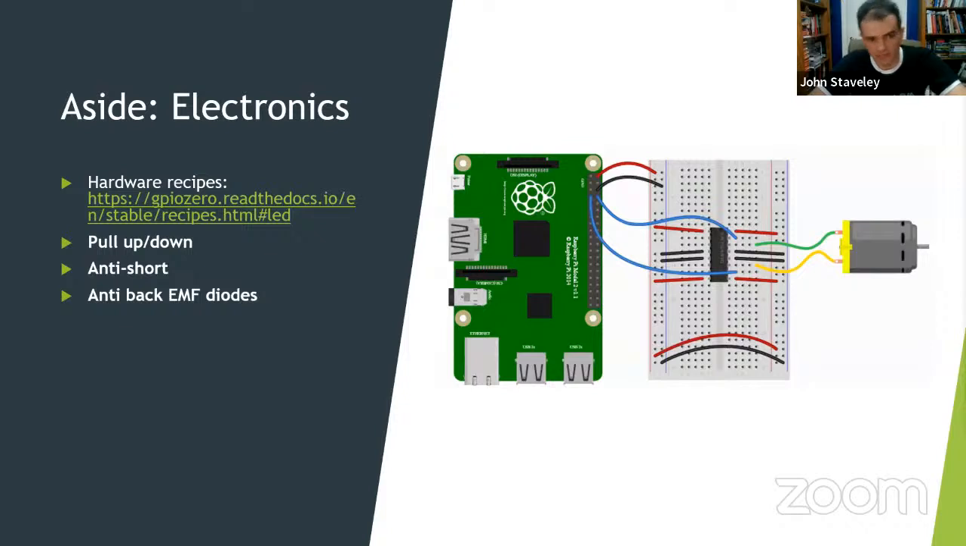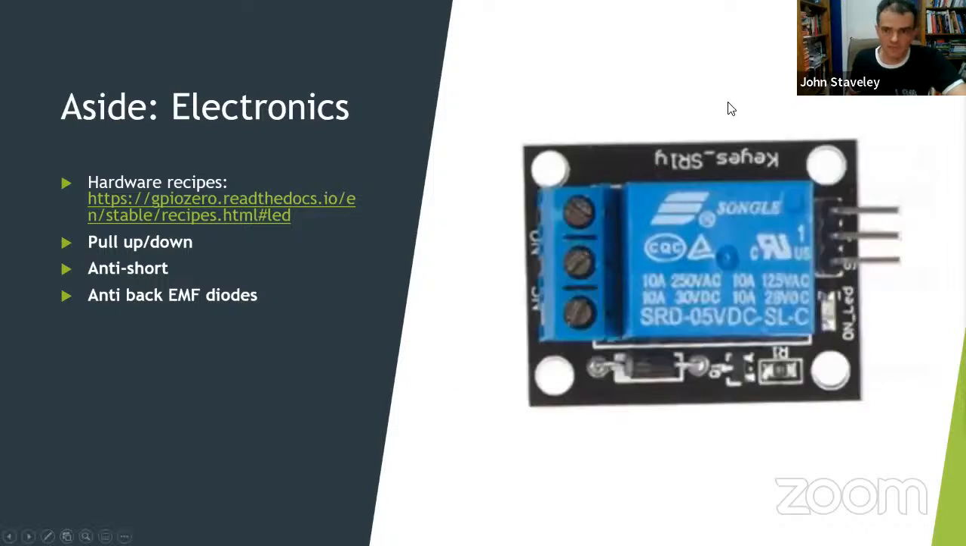You need pull-up, pull-down resistors, anti-short resistors, anti-back EMF diodes. So for instance, on here, this is a relay control. You've got a GPIO pin and a positive and a negative. And you've got an LED to show that it's on, and a resistor and a transistor and a back EMF diode. But the point is if you buy a set of components like this, then you don't need to bother with all of that, because all of these peripheral components that are necessary but don't really add a lot of value to what you're trying to achieve come pre-packaged.